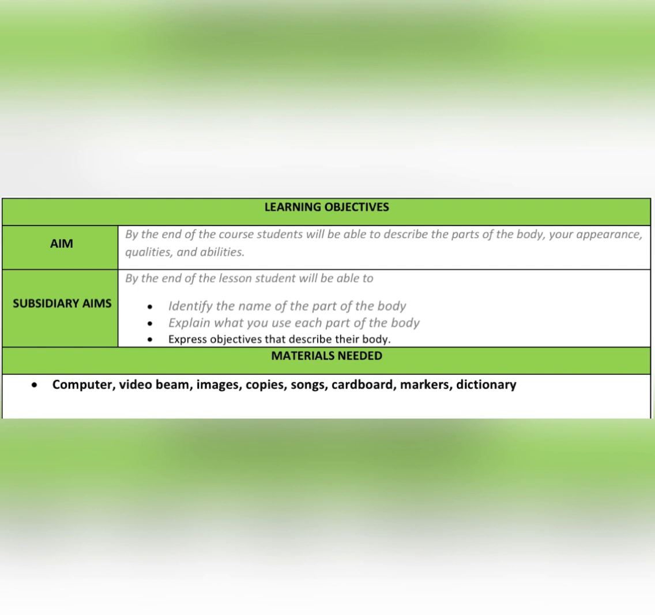Now, talking about the learning objective, the aim is that by the end of the course, students will be able to describe parts of the body, appearance, qualities, and abilities. And talking about the tutorial aims, we have 3 of them. By the end of the lesson, students will be able to, first, identify the names of the parts of the body. Second, explain what you use each part of the body for. And third, express adjectives that describe the body.